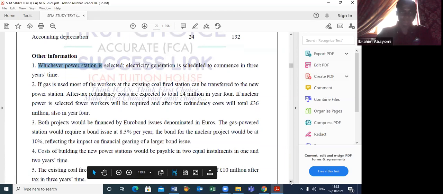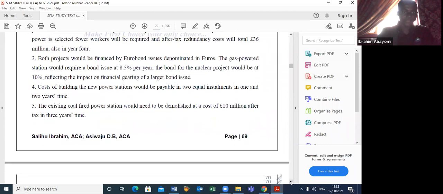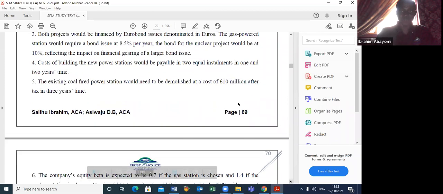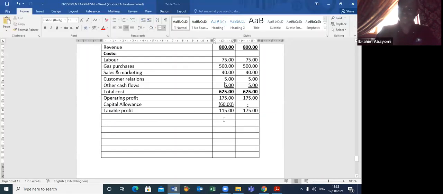What do we have there again? We have the demolition cost, 10 million, year 3. Can you see that? They are just one year. So you cannot come and put them here. The moment you put them here, you are treating them for 25 years. That's the reason why I'm not including them here.